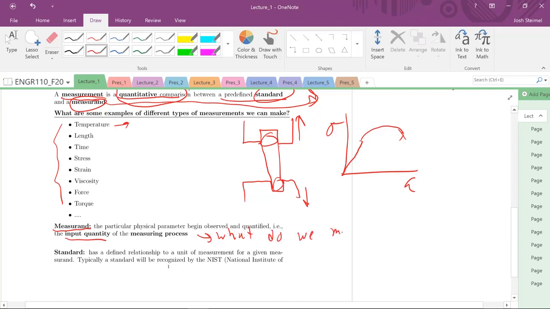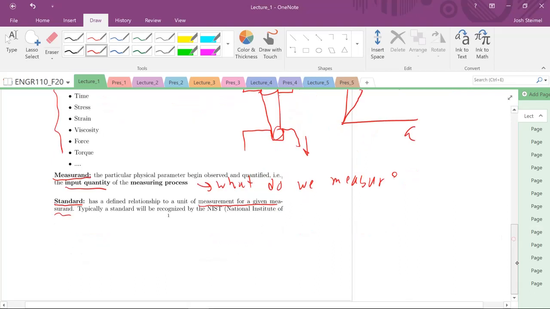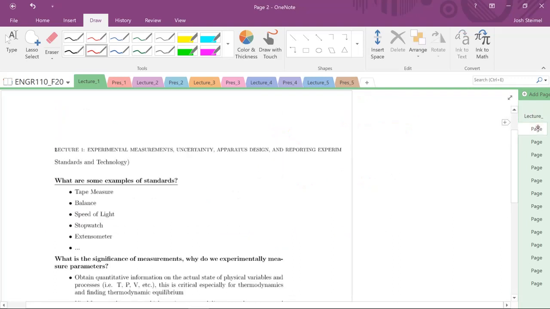What do we measure? Now, the standard has some relationship to what our measurand is. So it's related to our measurand. Typically, it's going to be of similar units, and then we'll talk about standards on the next page right here. So what are some examples of standards? It's the quantitative comparison. So a tape measure can be a standard. A balance, or like we said before, a scale, when you're measuring your weight.